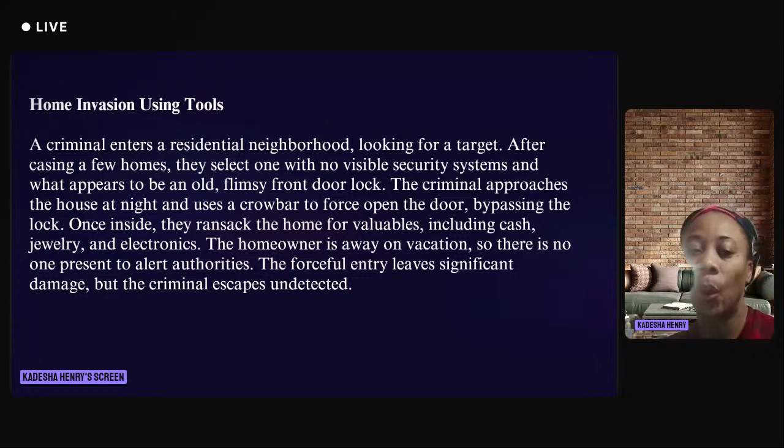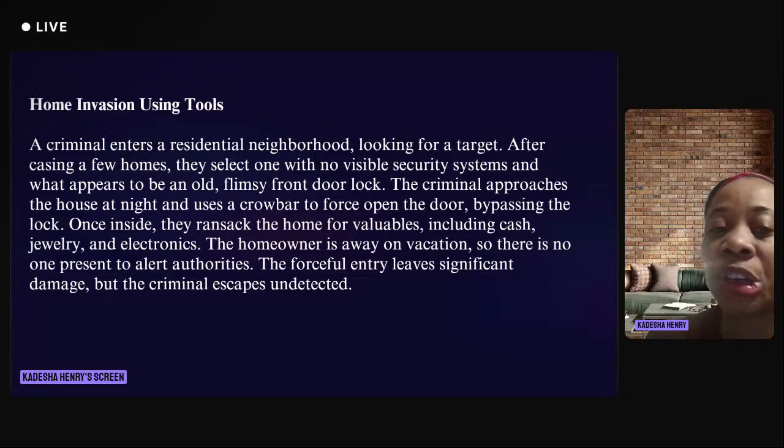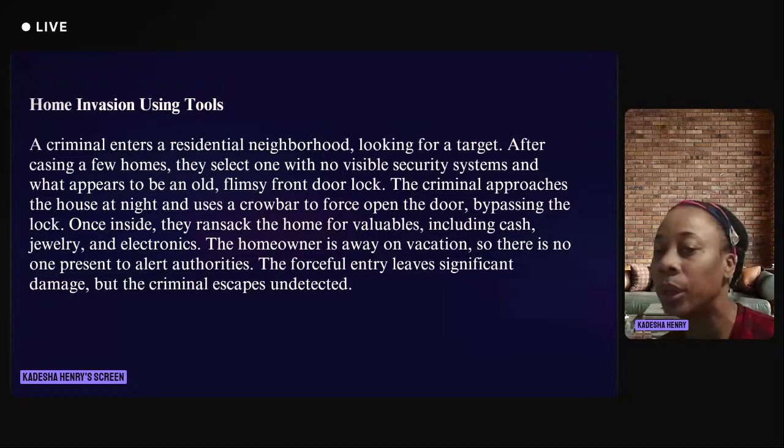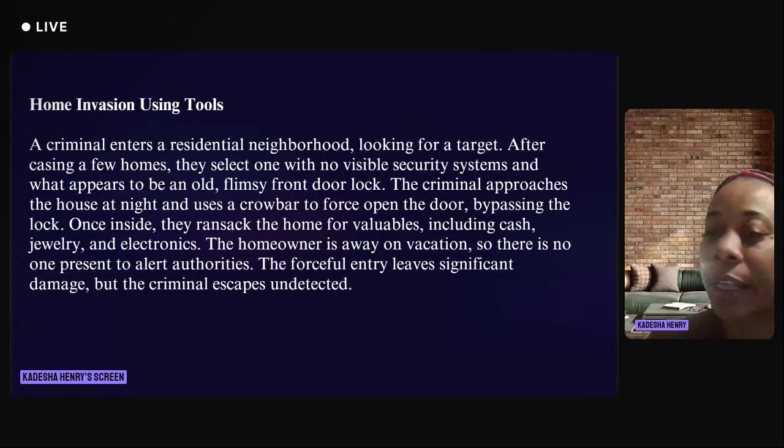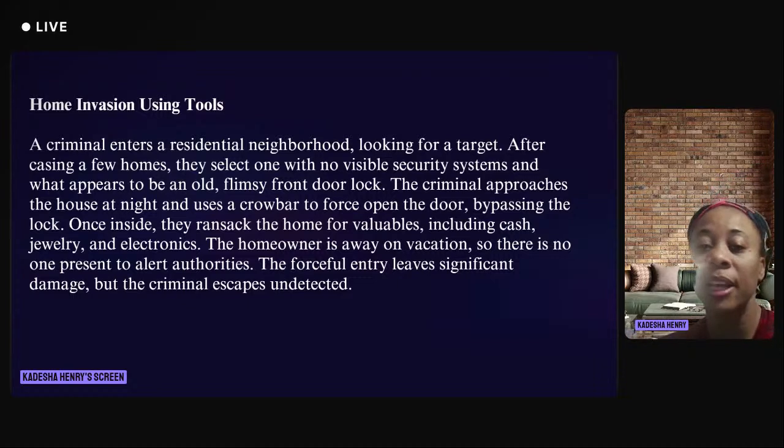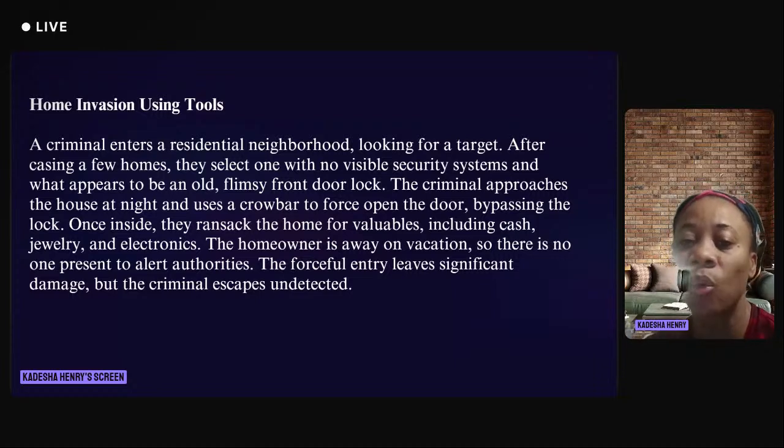So let's listen to this one. A criminal enters a residential neighborhood looking for a target. After casting a few homes, they select one with After seizing a few homes, they select one with no visible security.